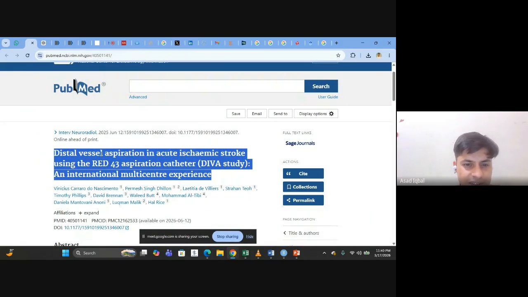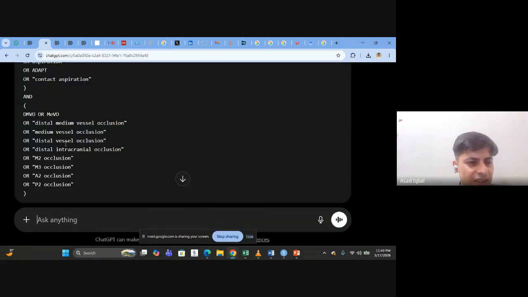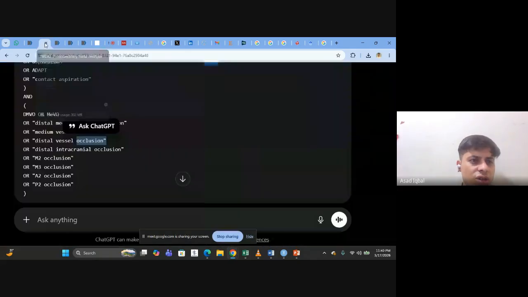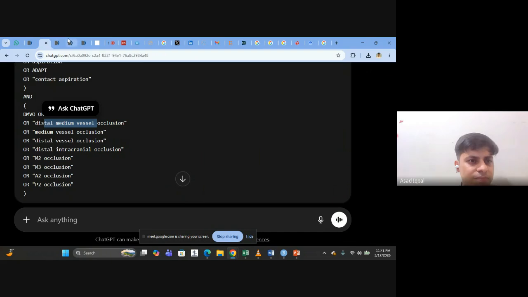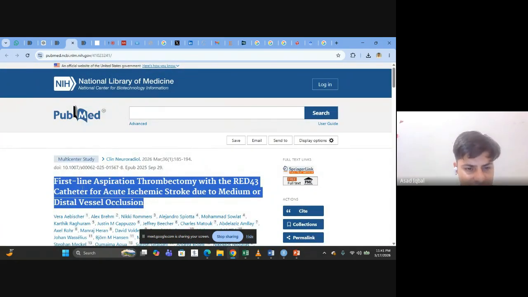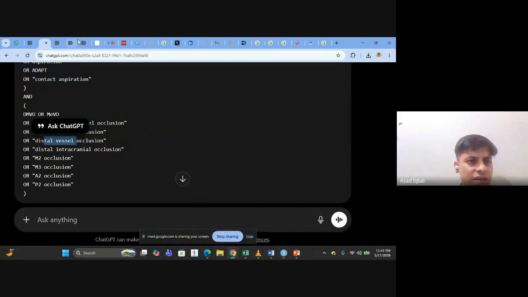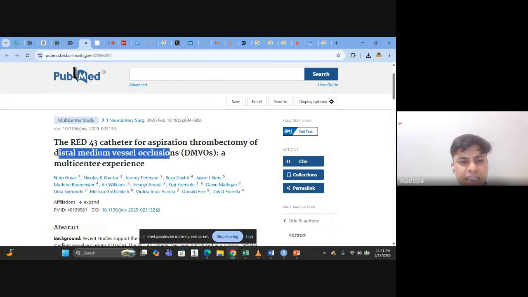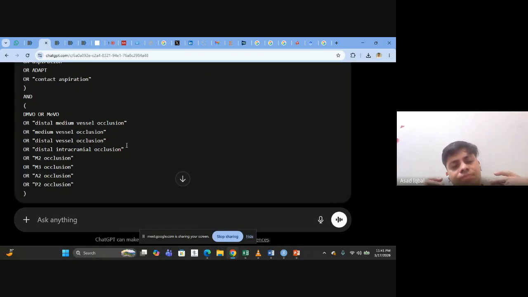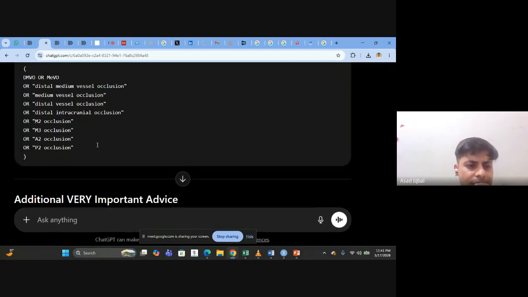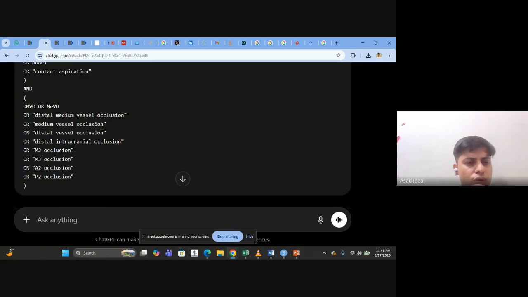Where is distal vessel? And here, do we have distal vessel? No, we have distal vessel occlusion. So we need to remove the occlusion, right? What about here? Distal medium vessel. Do we have distal medium vessel? Yes. Here, distal vessel occlusion. And here, distal medium vessel occlusion. So here, distal vessel. That's okay, but I think without occlusion, because occlusion is already written here, so there is no need to specify it.